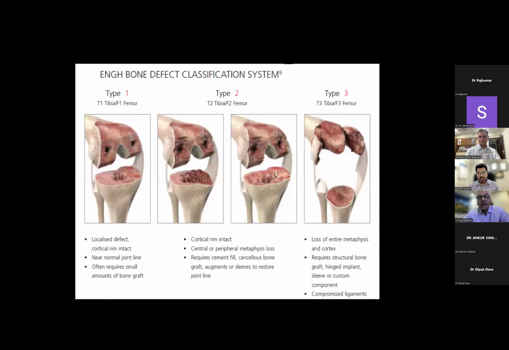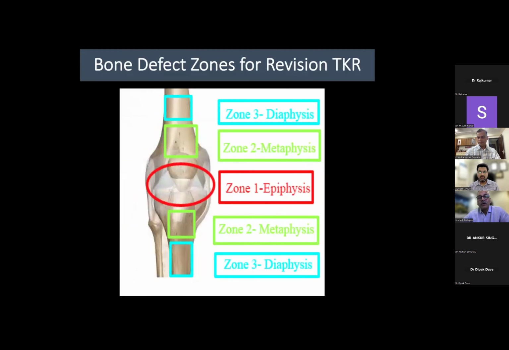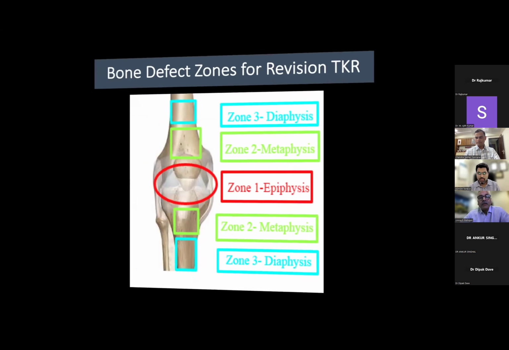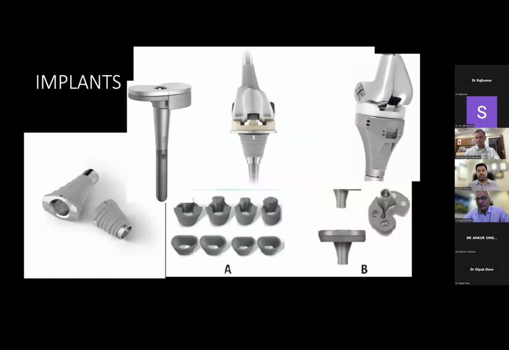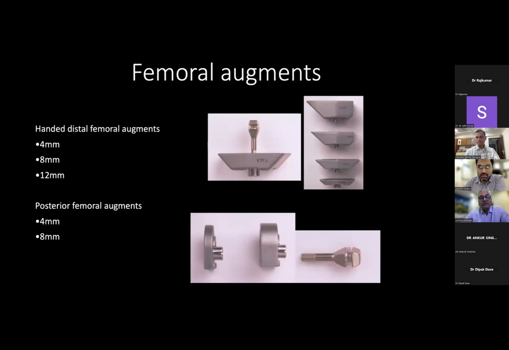Of course, the bone defects can be talked about. What we require is something which can fit into the epiphysis, metaphysis, and diaphysis, zones 1, 2, 3, in our armamentarium. So what options do we have today? We have standard wedges like this, sleeves, cones, half wedges, a hinge, and a distal femoral replacement or a tibial replacement. So these are the options we have today to deal with the defects.